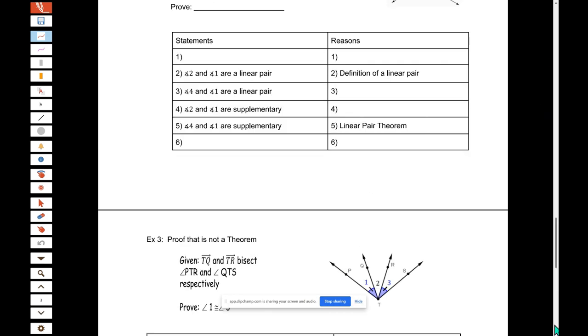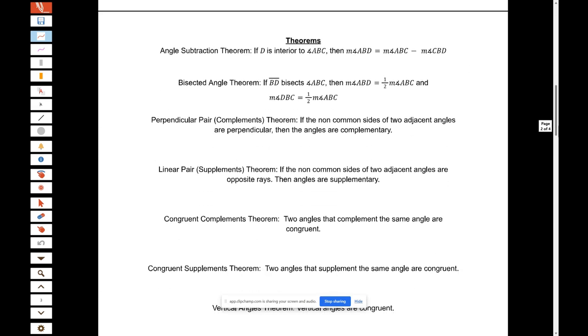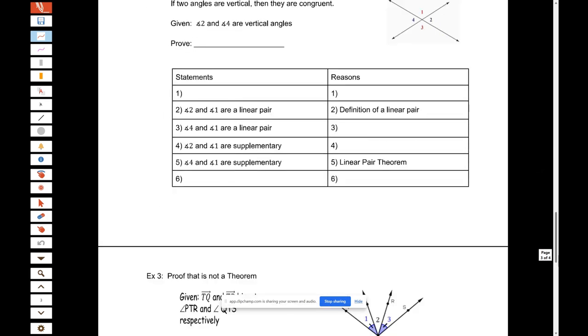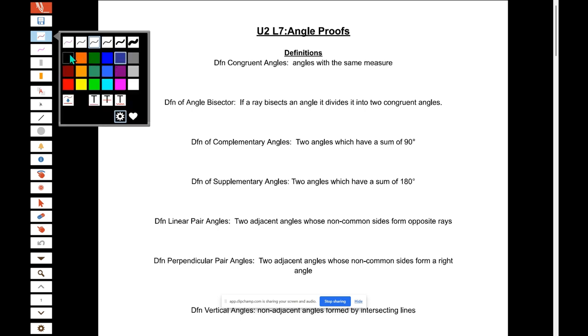For some reason, this keeps scrolling down when I do not want it to. So we'll cover the first half of the notes in the first video, and then the actual angle proof examples in the second one. All right, so let's jump right into this.